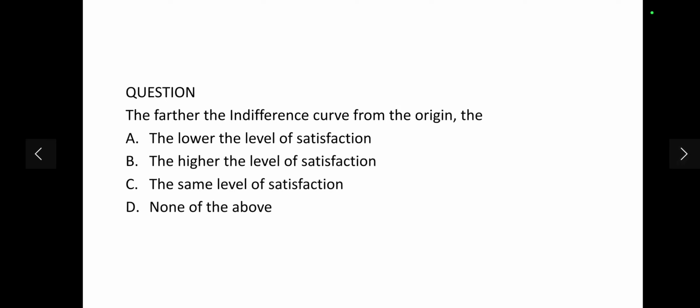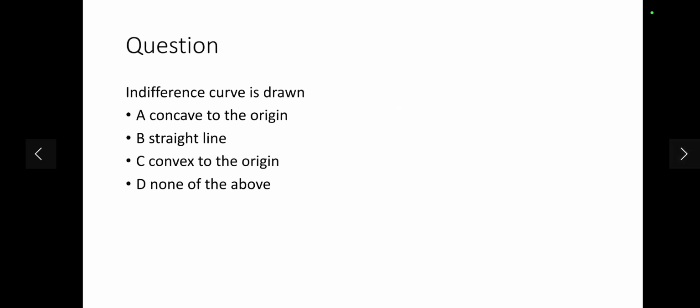Now, let us see one question. The further the indifference curve is from the origin, the higher will be the level of satisfaction. An indifference curve which moves further from the origin gives a higher level of satisfaction. Indifference curve is also drawn convex to the origin. This I have mentioned in the explanation. So indifference curve is always drawn convex to the origin.